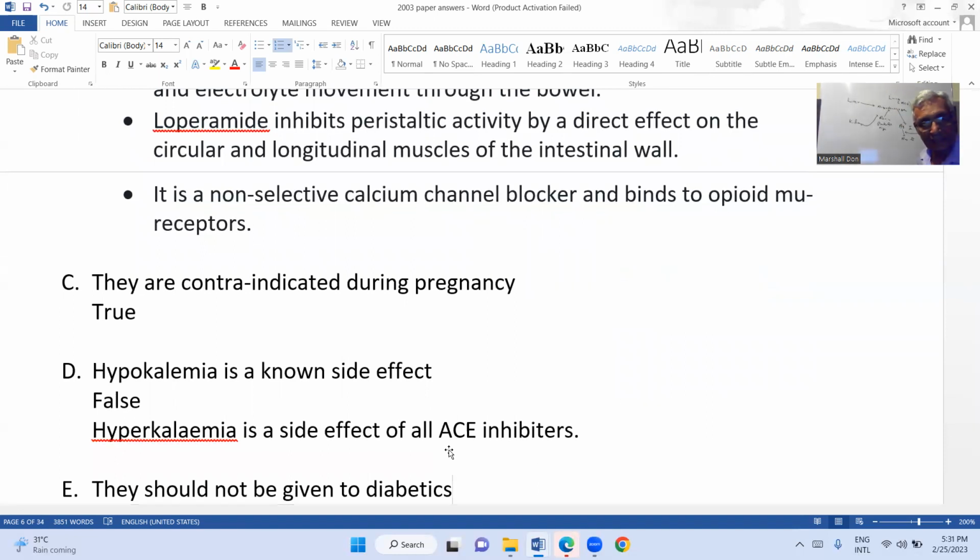See, they are contraindicated during pregnancy. That is true. ARBs or ACE inhibitors, they can't be given during pregnancy. D, hypokalemia is a known side effect. That is false. These two drugs cause hyperkalemia, that is increased serum potassium, blood potassium levels. So when the patients are given these drugs, especially in fairly high doses, they have to always check the potassium levels in the blood.